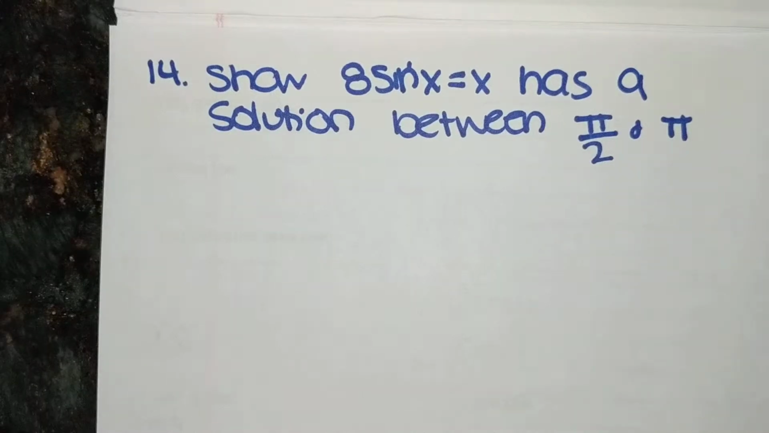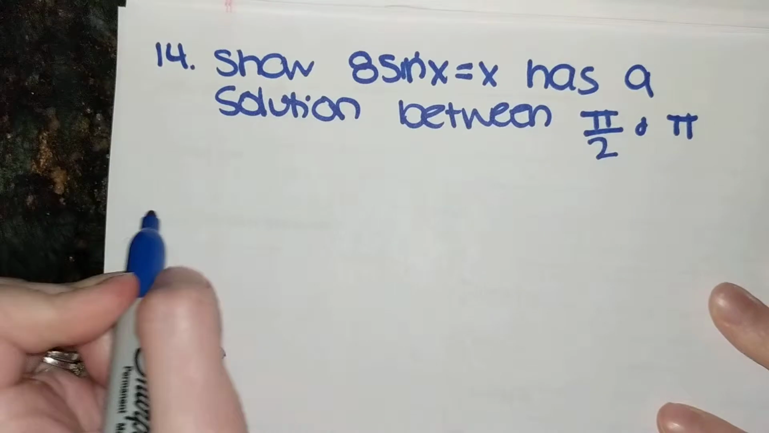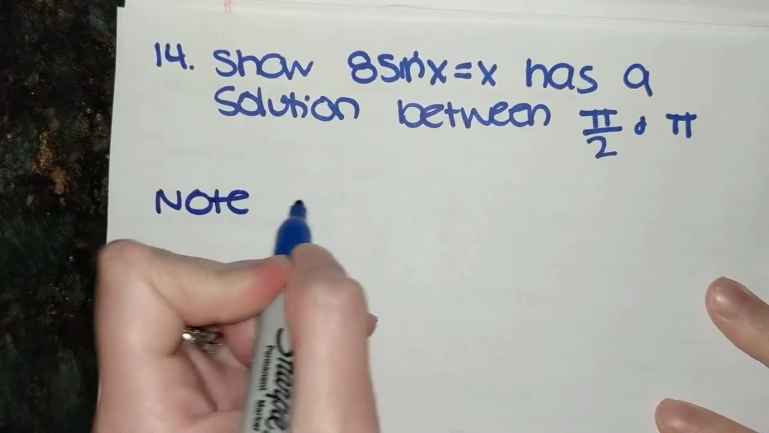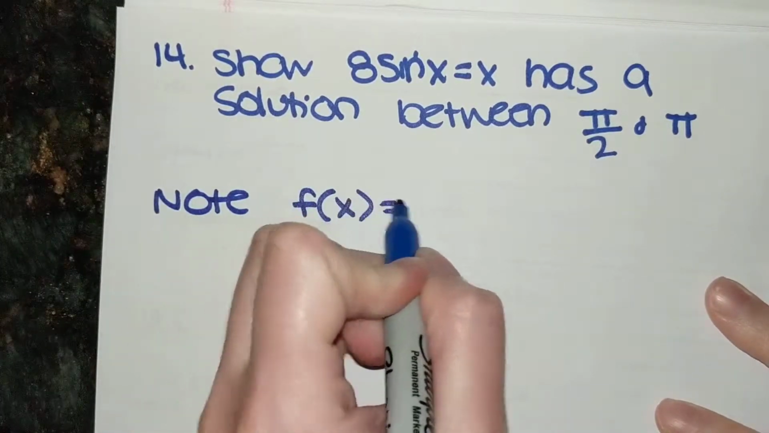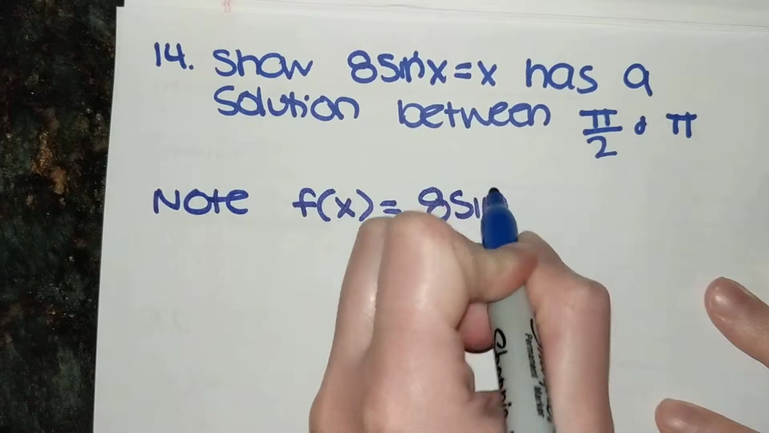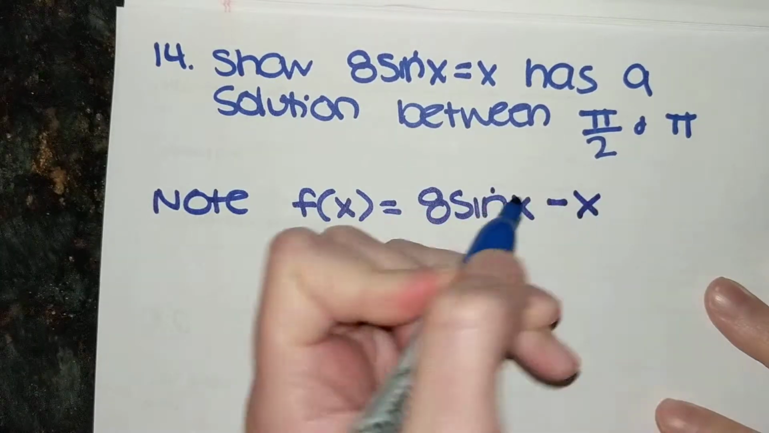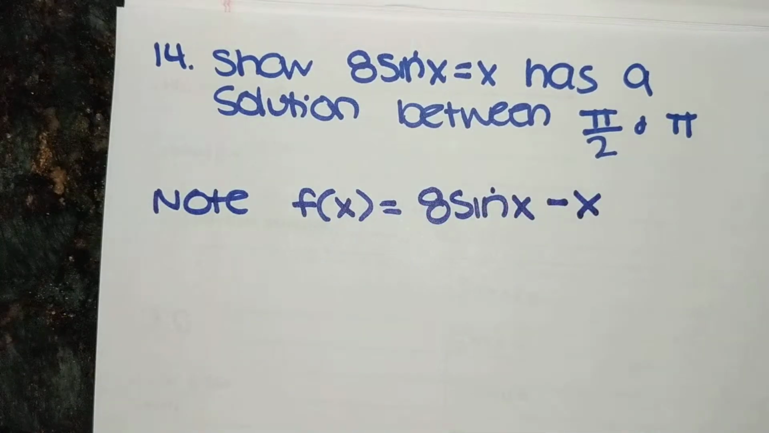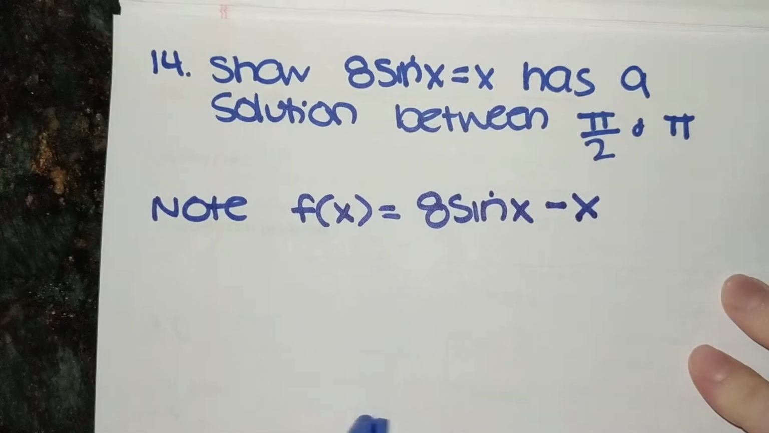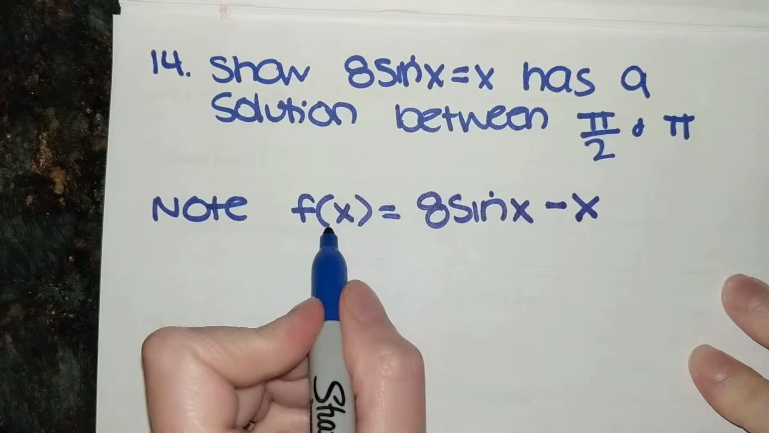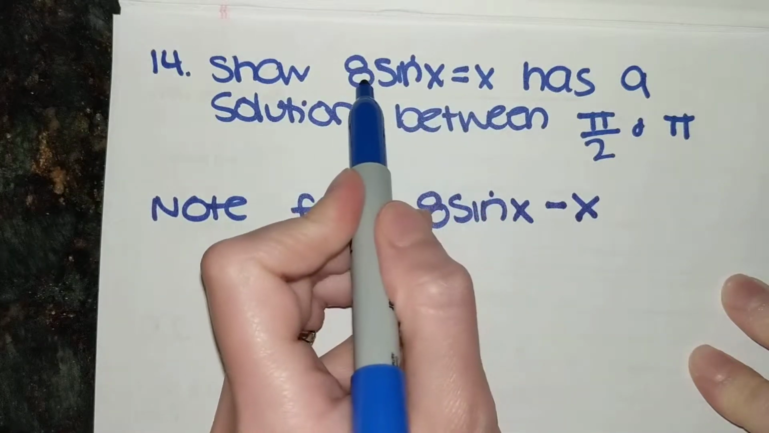So for this one, they're talking about the intermediate value theorem. So the first thing that you want to do is note that f of x can be defined as 8 sine of x minus x. And then showing that it has a solution is the same thing as showing that f of x has a 0.